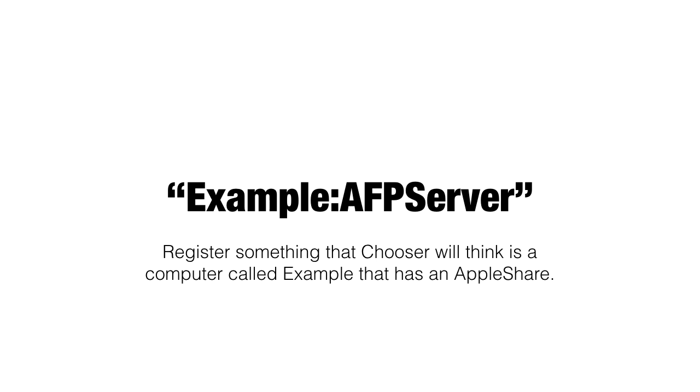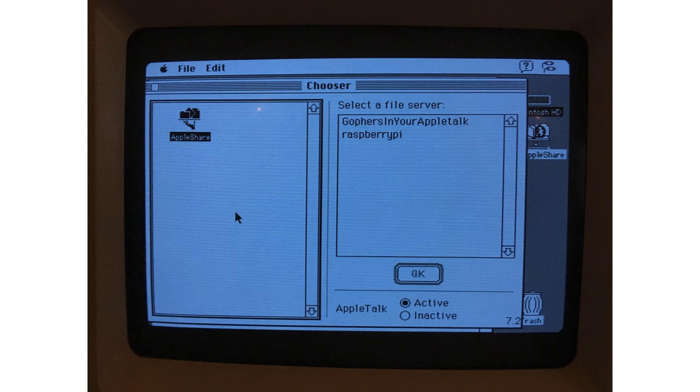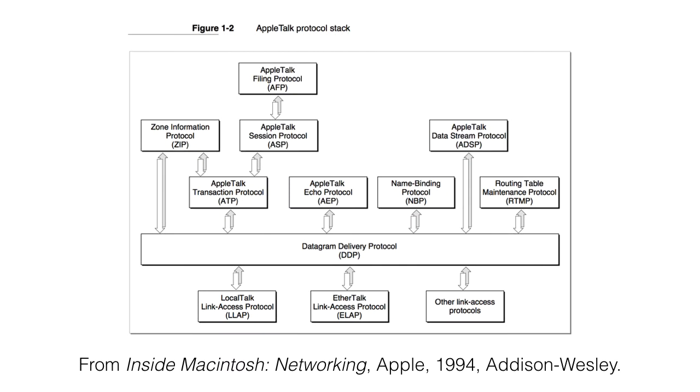So if you want to pretend to be an AppleShare, then you use NBP to transmit this name to the network, and then Chooser, which I'll show you in a minute, will think that you've got an AppleShare. I did this with a Go program that I wrote, and it registered the name Gophers in your AppleTalk AFP server, and there it is running. The Raspberry Pi is also sharing some files. There's a whole pile of AppleTalk protocols, and you can read more about them in Inside Macintosh, which was the programmer reference for old Apple developers. You can download the PDFs for free from Apple.